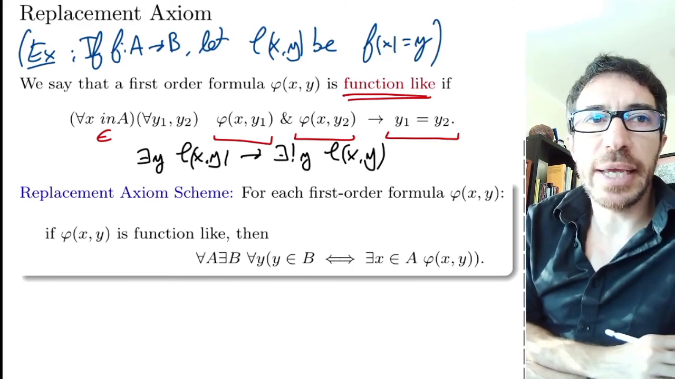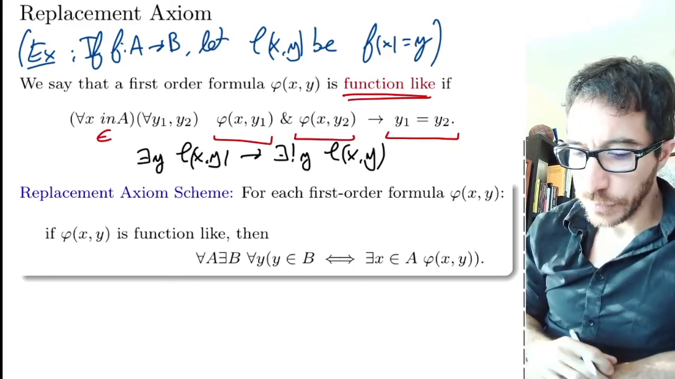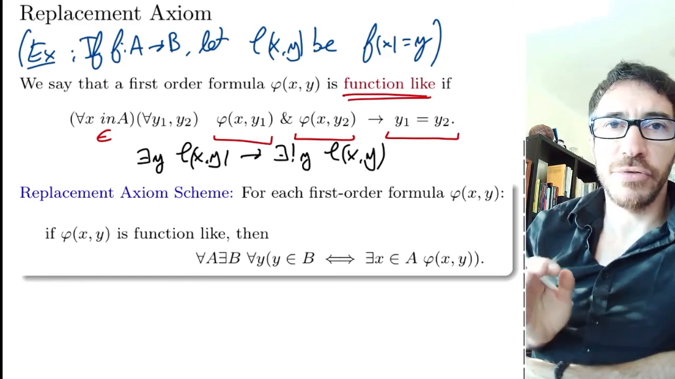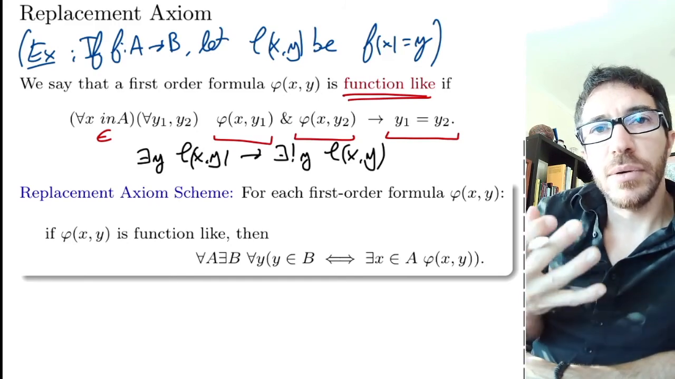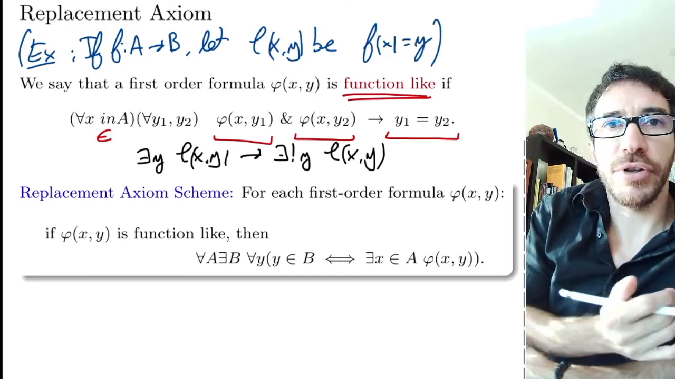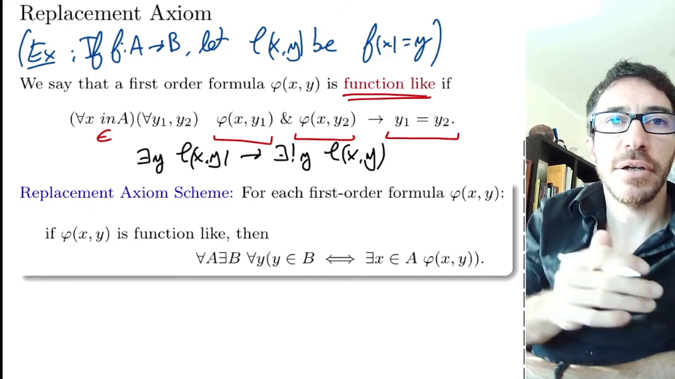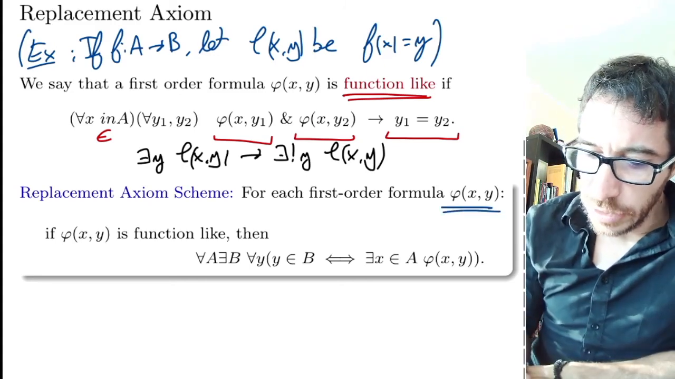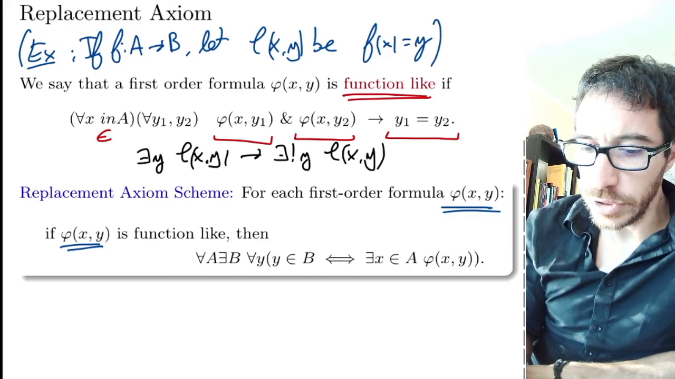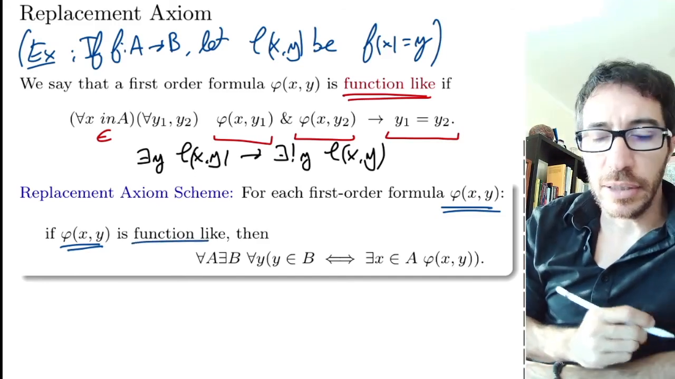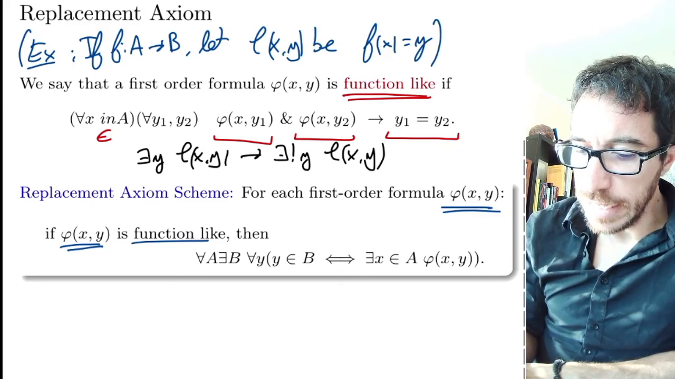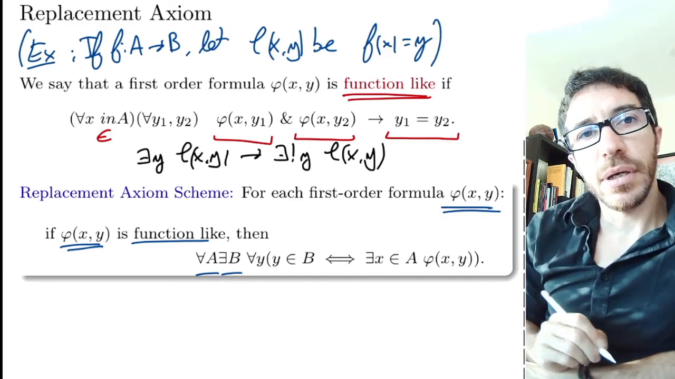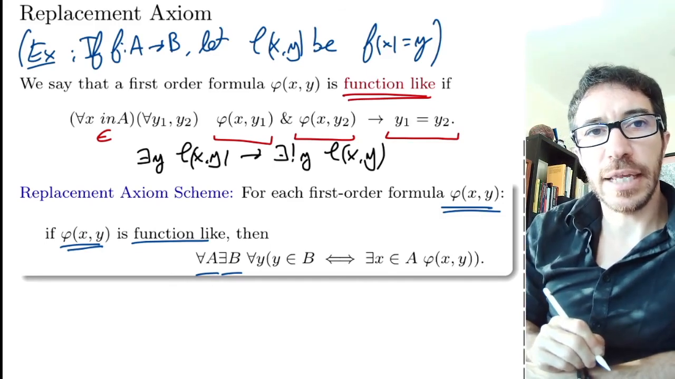The replacement axiom scheme says the following. It's a scheme, so for each formula we have a different instance of the replacement axiom, so we have infinitely many instances. For each formula phi, if the formula is function-like, as in the definition above, then the following holds. For every set A, there exists a B such that y belongs to B if and only if there exists an x in A such that phi(x, y).